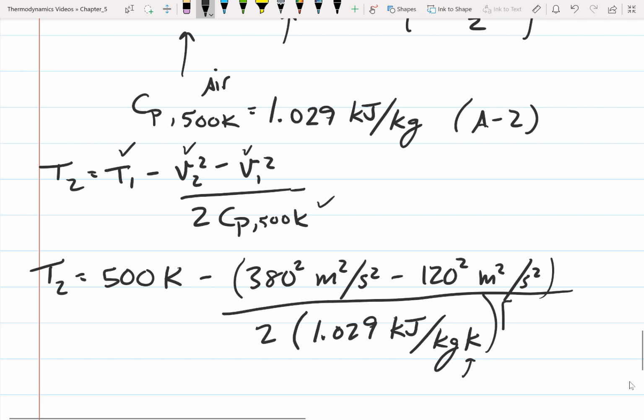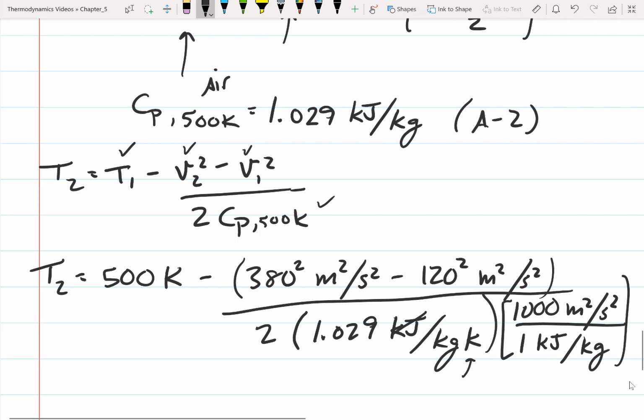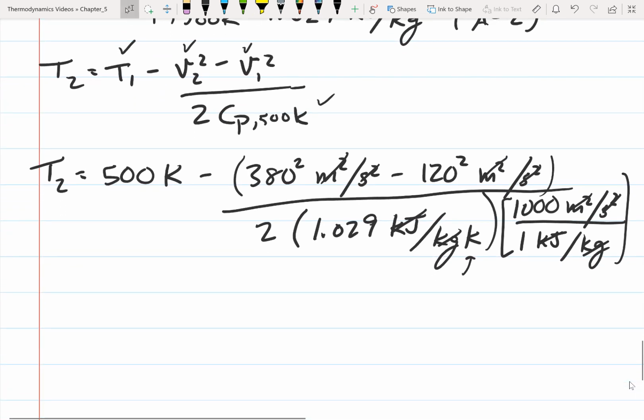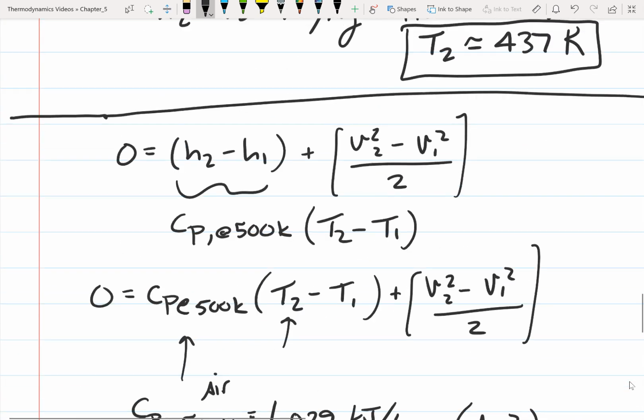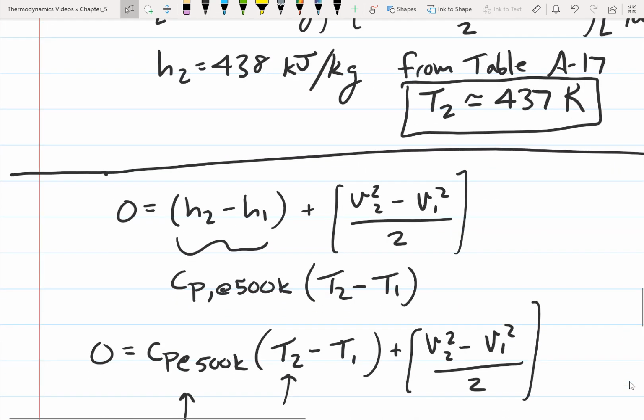So we need to use our conversion. So 1,000 meters squared, seconds squared over 1 kilojoule per kilogram. So now the kilojoule per kilogram cancels, and all of these meters squared, seconds squared cancel, and we're just left with Kelvin, which is what we want because we're looking for a temperature. So T2, if you just plug everything into your calculator, T2 works out to 437 Kelvin. So that's basically what we got before.